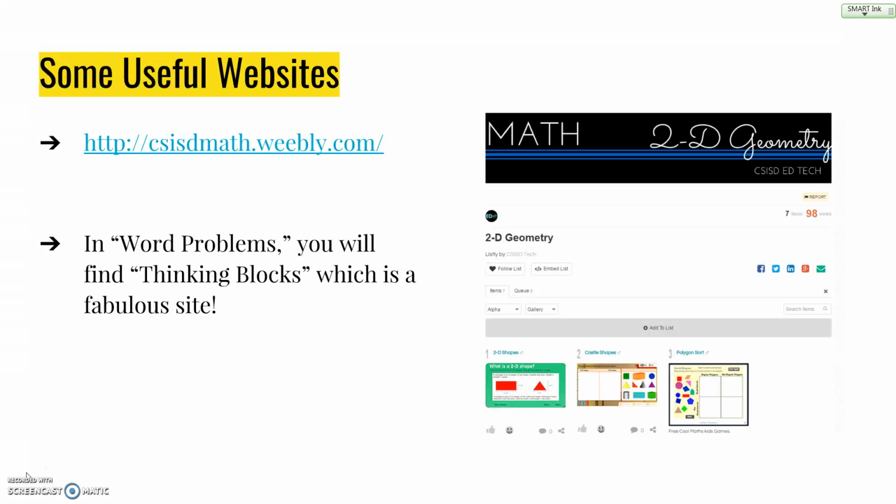So if your child needs some extra practice in some of these topics, you can go to this website and you will find online resources. And if you click on any of the tiles that pop up, there are a long list of tiles with different math topics. And if you click on a topic, then it will pop up with a page that has several different websites where your child could have quality practice with that particular math topic. If you go all the way down to word problems, there is a website called Thinking Blocks, and that is a really, really good site to practice.